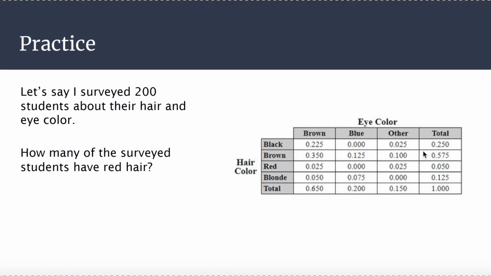All right, I'm going to have you practice here in a second. Using the same table, we have 200 students surveyed. I want you to think about the question, how many of the surveyed students have red hair? Write that question down and work it out, and then answer the question that pops up on the video.